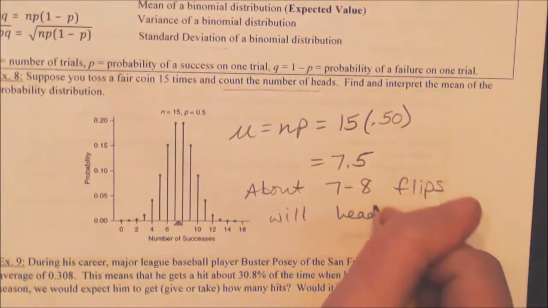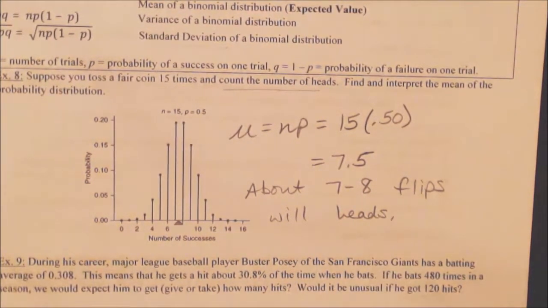And that should make sense if you think about it. Half of what we toss, we expect to be heads, right? If I flip the coin 20 times, we expect 10 of them to be heads. For 15 times, 7.5 is technically half of that. So somewhere between 7 and 8 of those flips should roughly land on heads.